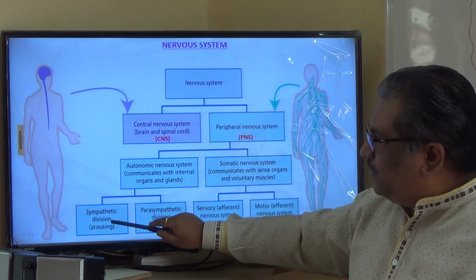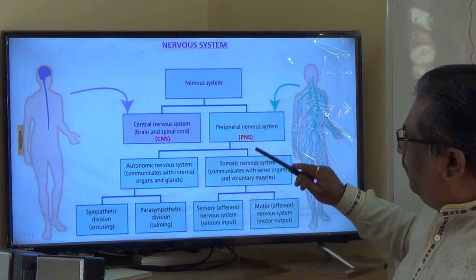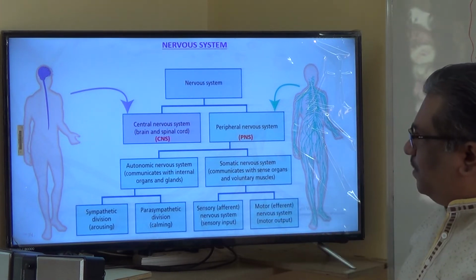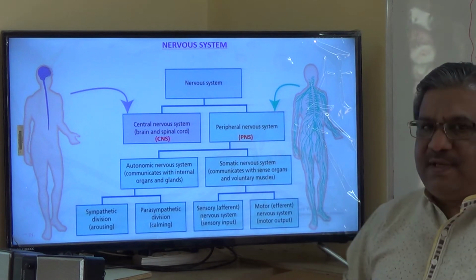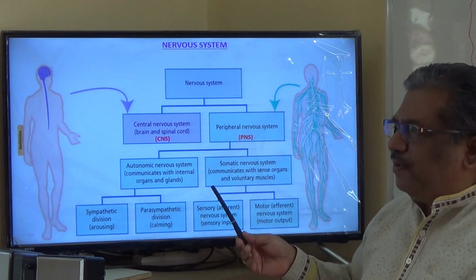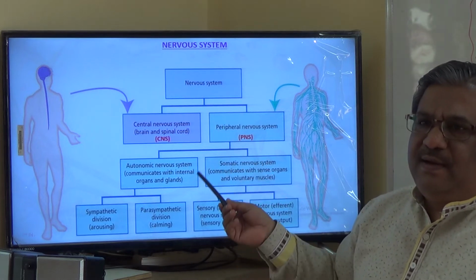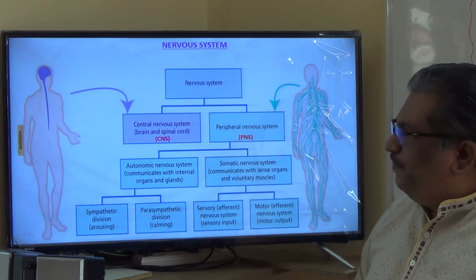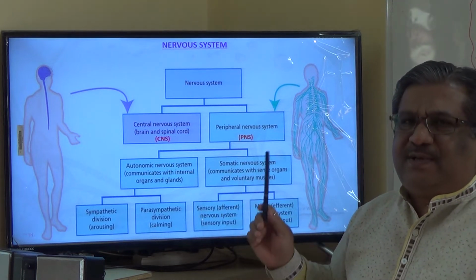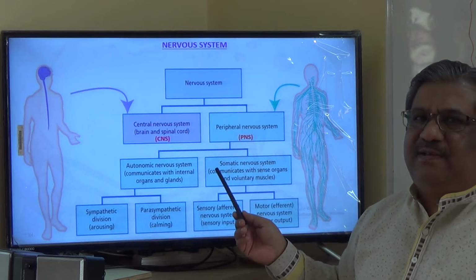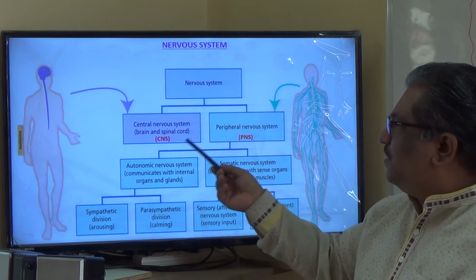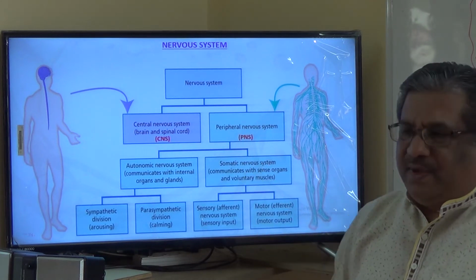Autonomic in sympathetic and parasympathetic, and somatic nervous system is divided into sensory nervous system and motor nervous system. So note down this classification. More or less, everyone follows the similar classification of the nervous system. If you go much in detail, there are too many components inside, which is not at all required. Even the textbook doesn't discuss much about all these things other than central nervous system and peripheral nervous system. Note it down.